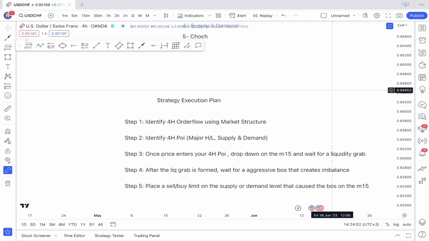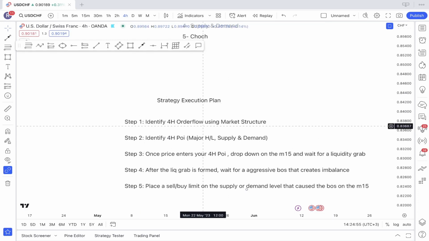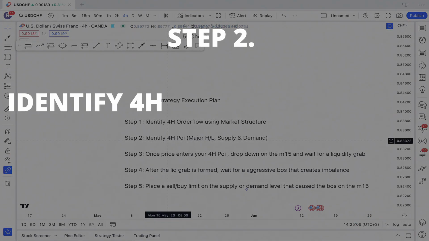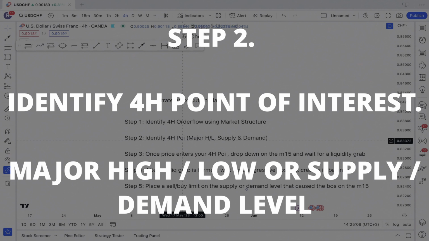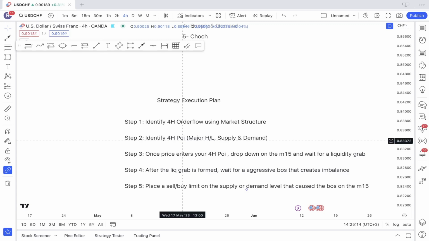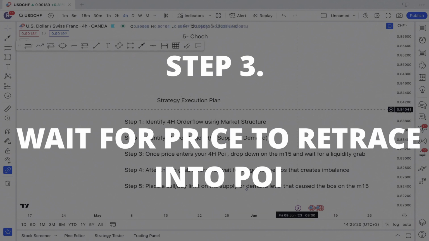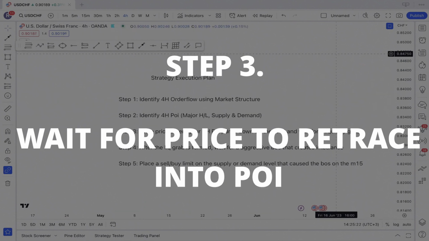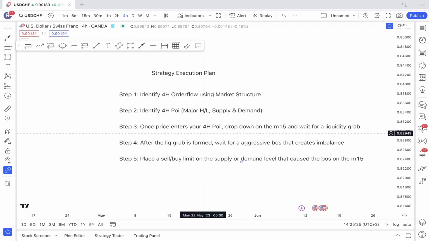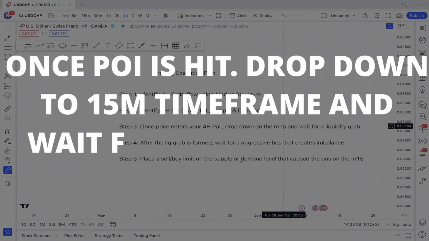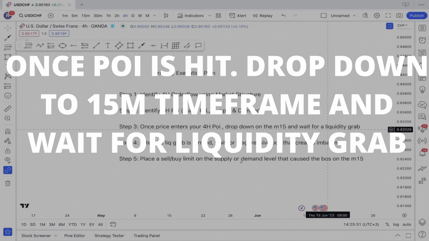Okay, so let's continue. Step number one, like I said, we have to identify a 4-hour order flow using market structure. Step number two, after we identify the order flow, we then identify a 4-hour point of interest. That can be a major high or low, or a supply or demand level. Step number three, we then wait for price to enter our 4-hour point of interest. Okay, and after the price enters our 4-hour point of interest, we then drop down to the M15 time frame and wait for a liquidity grab.